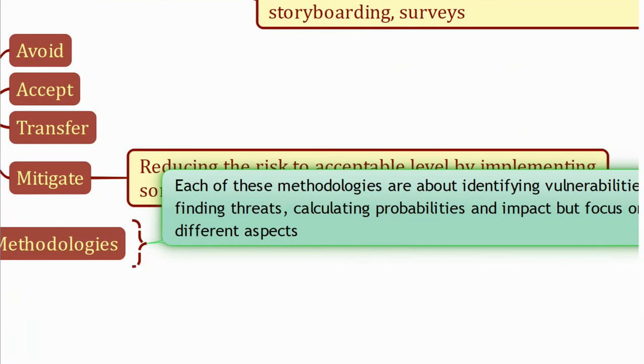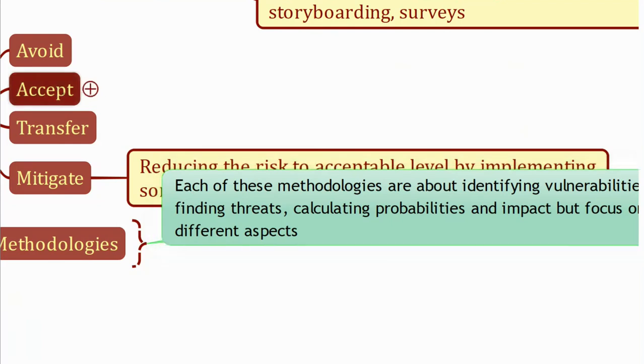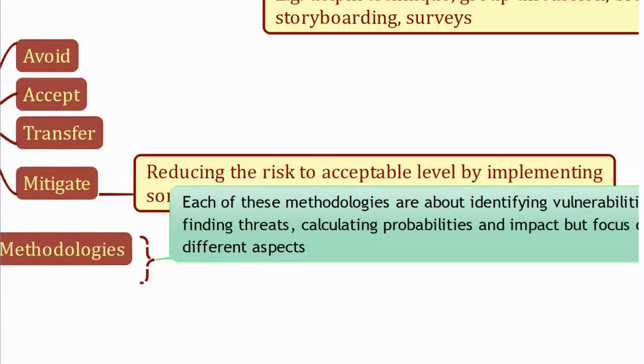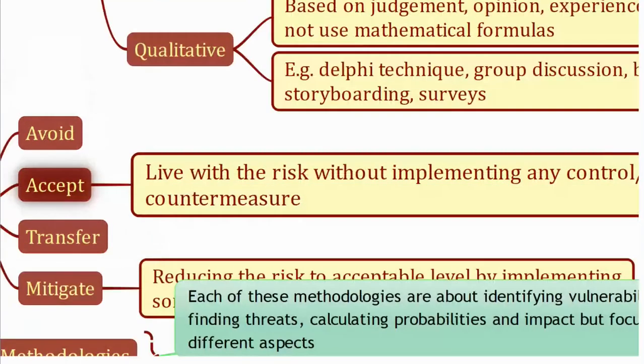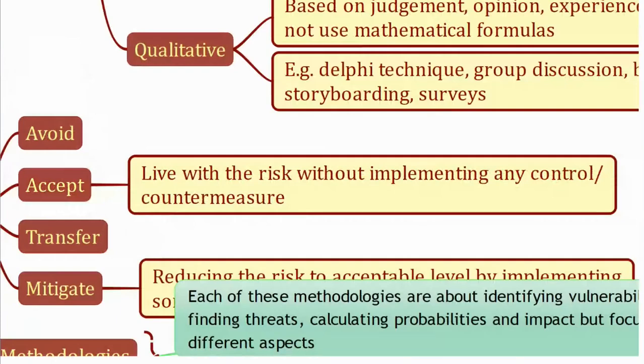Now let's talk about option number two, which is accept. What do we mean by accepting the risk? Accepting the risk means living with the risk without implementing any control or countermeasure. You would accept the risk when the cost of the control that you would have to implement is way too high compared to the benefit that you would get by putting in that control. Or maybe the damage potential is really low. In that case, you could accept the risk.